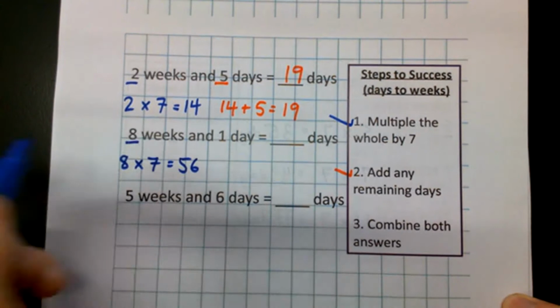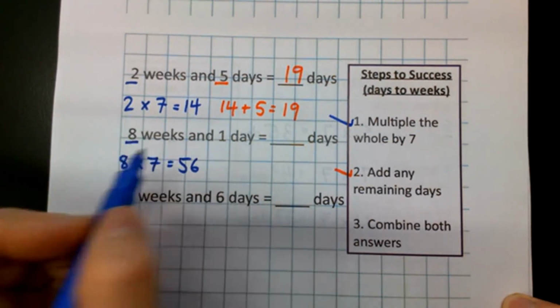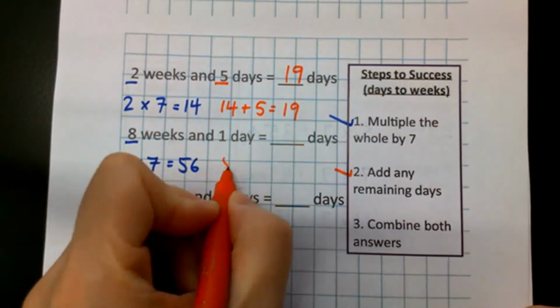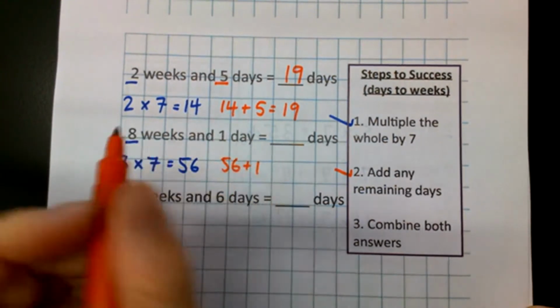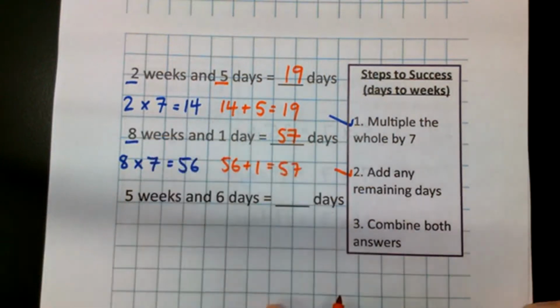Good. I have 8 weeks. I multiply it by 7. That's 56. 8 weeks and 1 day. What's the second step? Good, equals. Excellent. So that's 57 days.